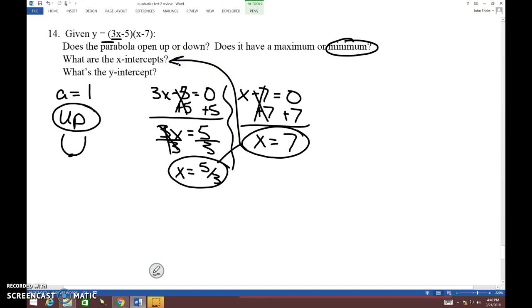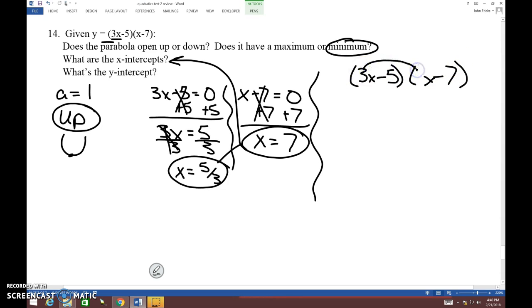And then to find the y-intercept, you're going to need to FOIL this out or go ahead and distribute it out. So since I did box strategy last time, I'll do FOIL this time. So in this one, I've got 3x minus 5. And I've got x minus 7. So all I'm going to do here is I'm going to FOIL it out.